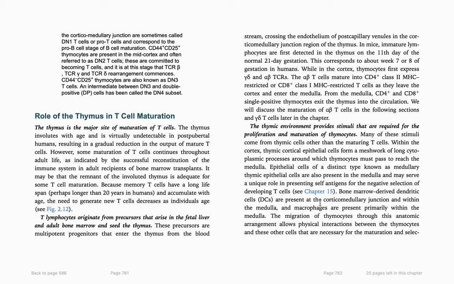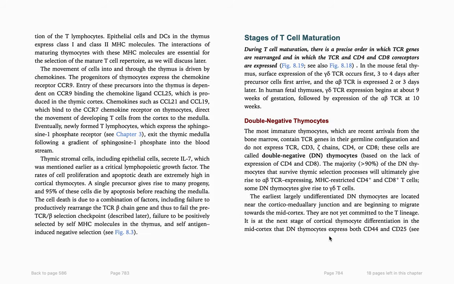Bone marrow derived dendritic cells are present at the corticomedullary junction and within the medulla, and macrophages are present primarily within the medulla. The migration of thymocytes through this anatomical arrangement allows physical interaction between thymocytes and these other cells that are necessary for maturation and selection of T lymphocytes. Epithelial cells and dendritic cells in the thymus express class 1 and class 2 MHC molecules.